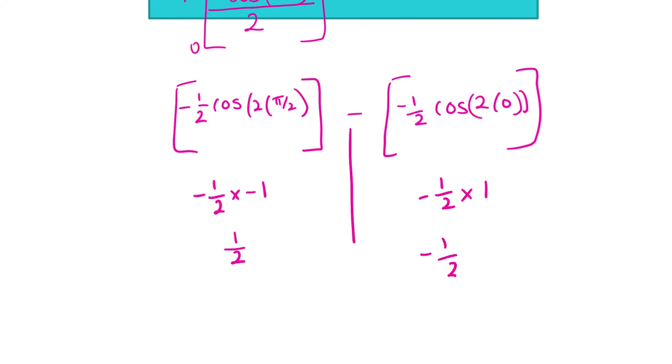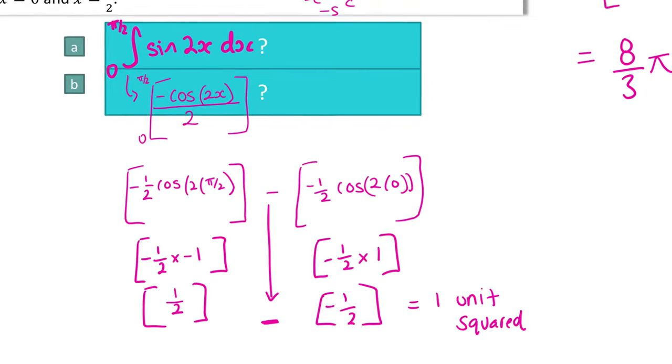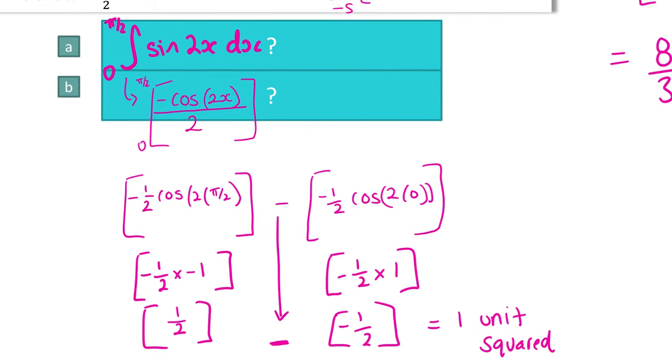However, remember there's this minus in between. Remember, this is still working out inside our square brackets. So a half minus minus a half is 1. So that means the answer is 1 unit squared. Again, this is pure 2 level here and substituting in.